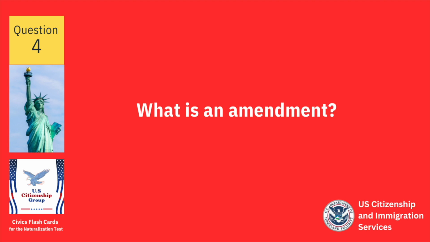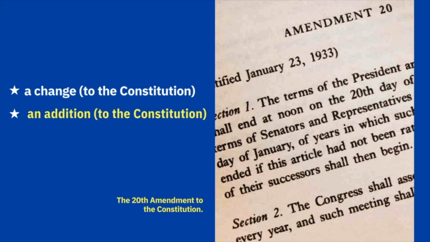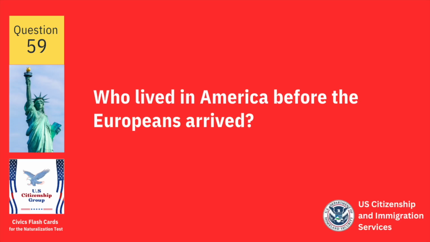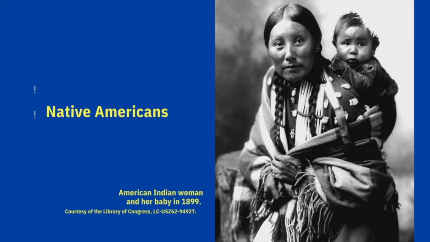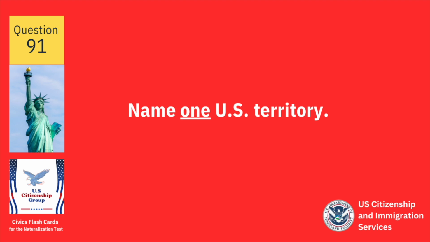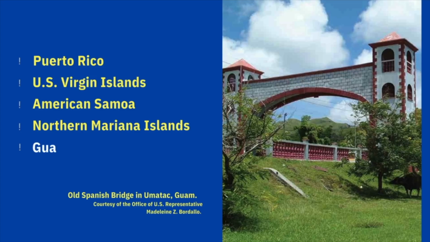What is an amendment? A change to the Constitution. Who lived in America before the Europeans arrived? American Indians. Name one U.S. territory. Guam.